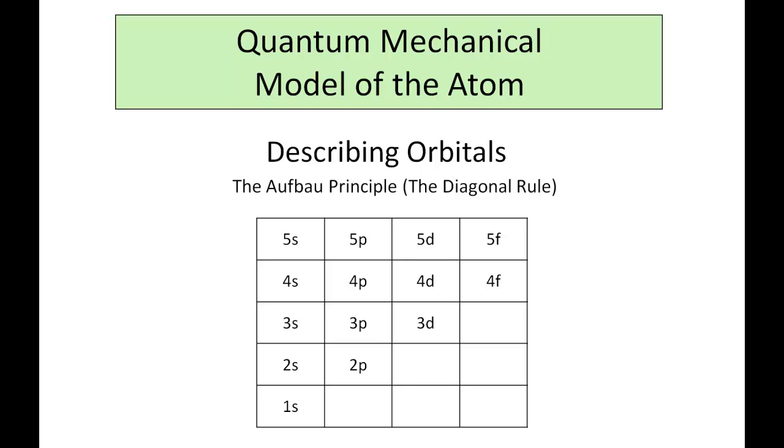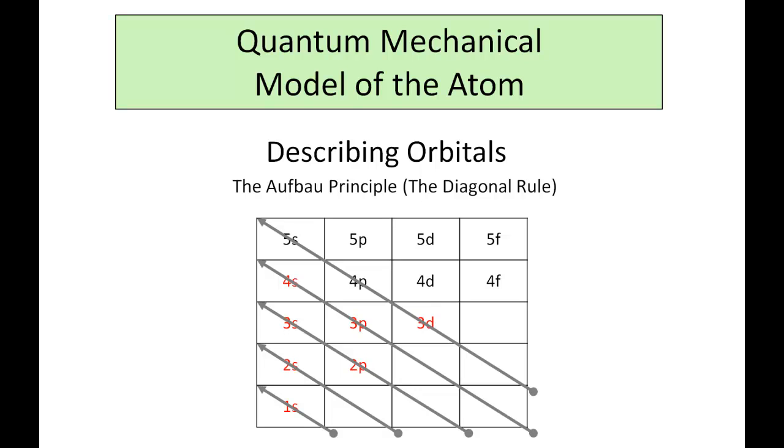Electrons will increase in energy level in the following manner. The first level they come to is 1s. The second level they come to is 2s, then 2p, then 3s, then 3p, then 4s, then 3d, 4p, 5s, 4d, 5p, 4f, 5d, then 5f. If you can write out this diagram and perform the diagonal rule, you'll be able to see the order at which electrons increase in energy.